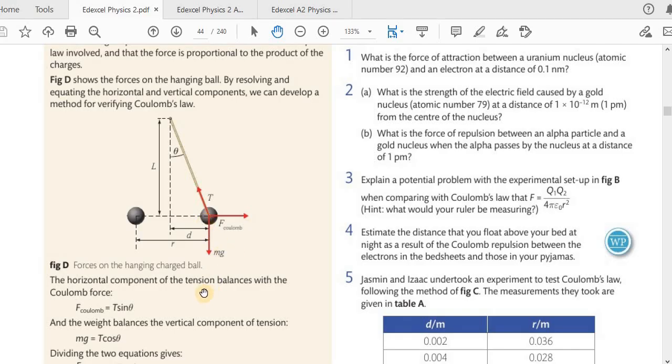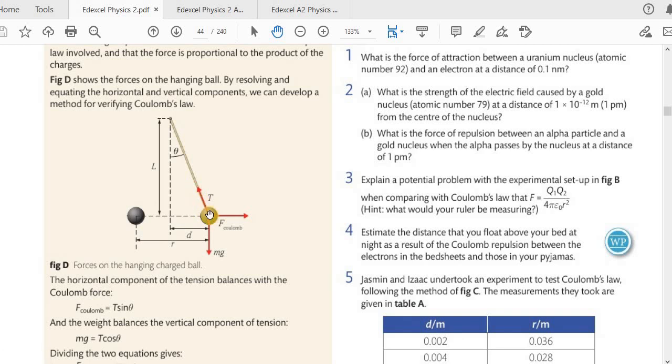The horizontal component of the tension balances with the Coulomb force. So the Coulomb force, you can see, is equal to the component of the tension this way, because this is stationary. So the horizontal components in one direction should equal that in the opposite direction, and similarly the vertical components of the forces in one direction should equal that in the opposite direction. In other words, the total upward forces should equal the total downward forces, or the total forces to the right should equal the total forces to the left. Now in this case, the total forces to the right equal the total forces to the left.